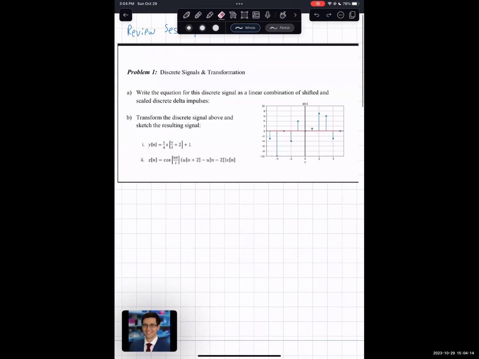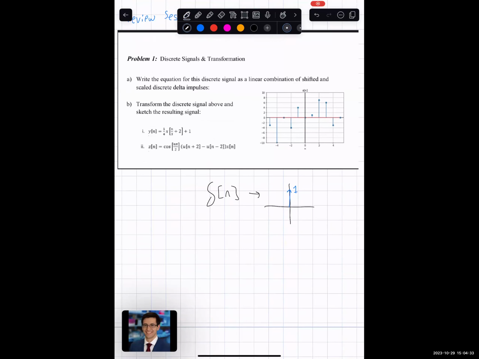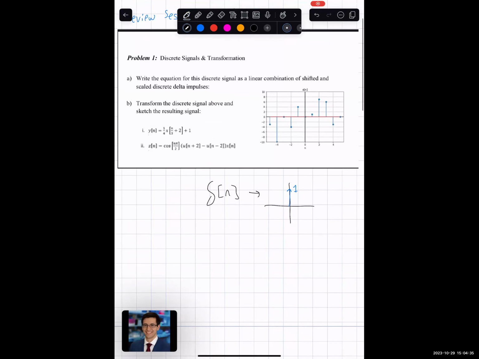So what I like to do is just start from left to right. So we know that a regular delta impulse will look something like this, and if you have a graph, it will look something like this. This is 1, right? So just starting from left to right, we'll start over here.